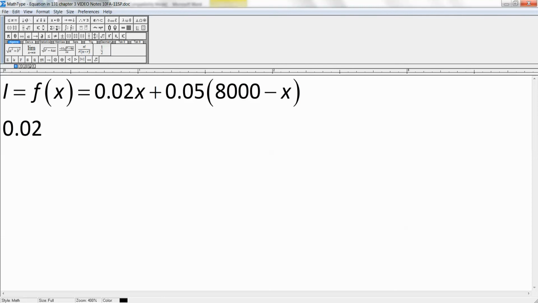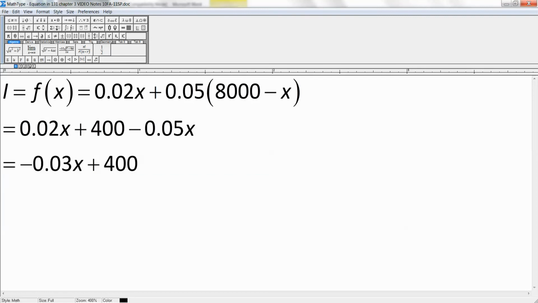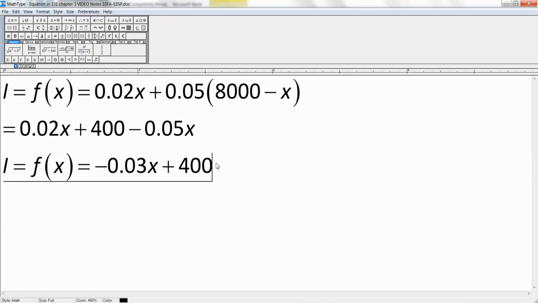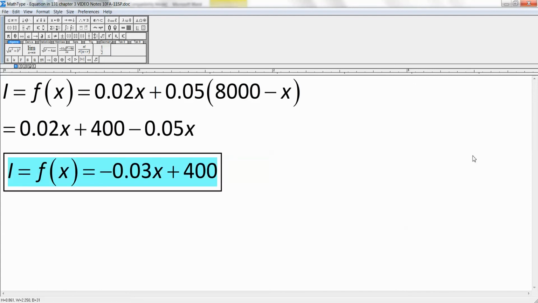It's 0.02x plus 0.05 times 8,000 is 400. You can just grab a calculator if you don't believe me. And that's minus 0.05x. That is equal to, let's see, negative 0.03x plus 400. That's our interest function right there. And that's what they were asking for. Done.